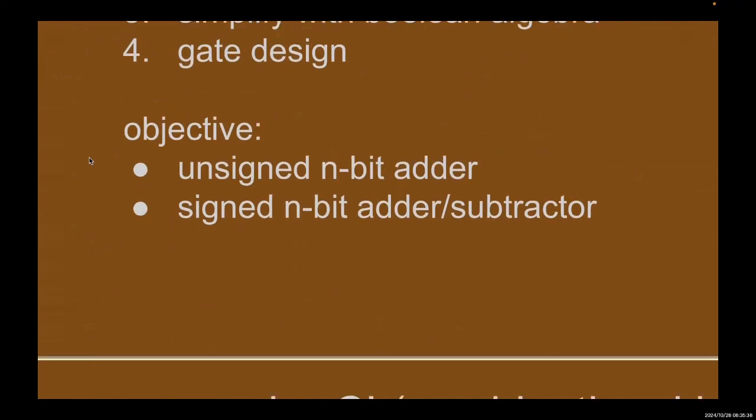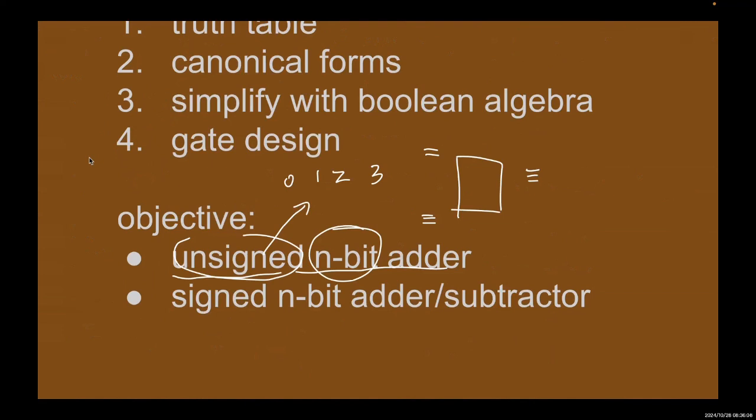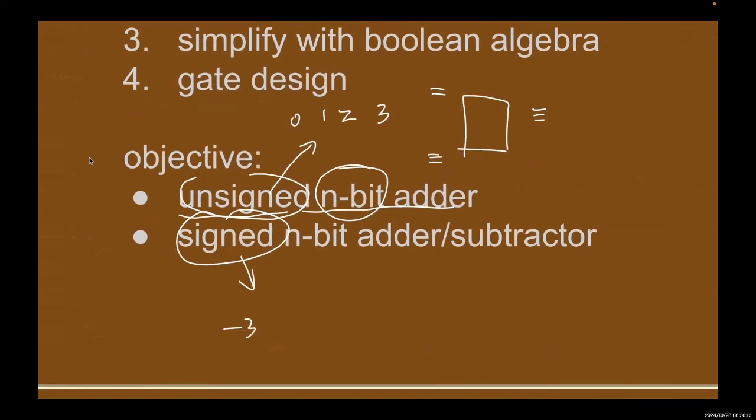For example, we build an unsigned n-bit adder. N-bit adder means you have two n-bit inputs and one n-bit output. This is an adder. Unsigned means you don't have signs, and all the numbers are natural numbers like 0, 1, 2, 3. There are no negative numbers. Signed means you have negative numbers like -3, -2, 0, 2, 3, and you need to add and subtract.